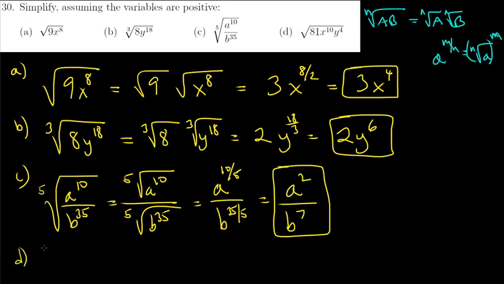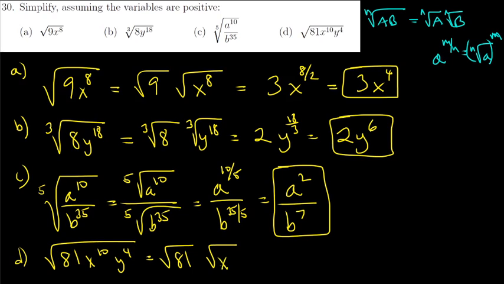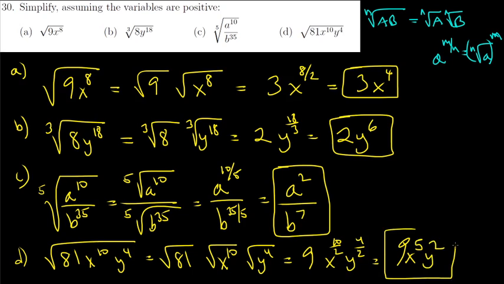And finally, part D is another square root. Square root of 81, x to the 10, y to the 4. So square root of 81, square root of x to the 10, square root of y to the 4. So that's 9, x to the 10 over 2, y to the 4 over 2. So we're just going to get 9x to the 5 times y squared. Sorry, that's a 9. 9x to the 5y squared. All right.